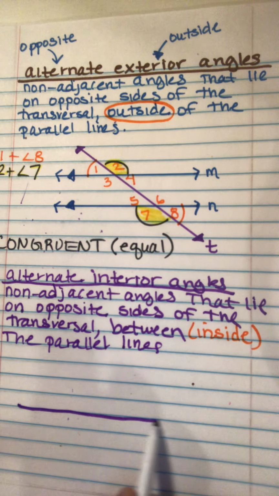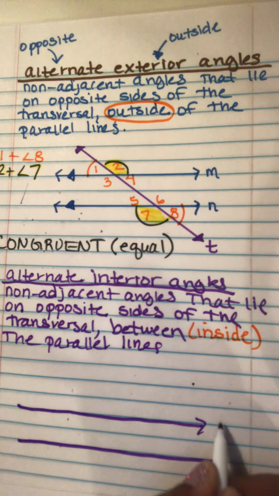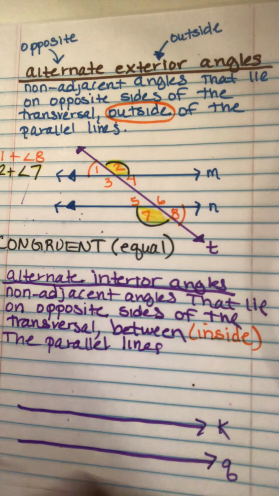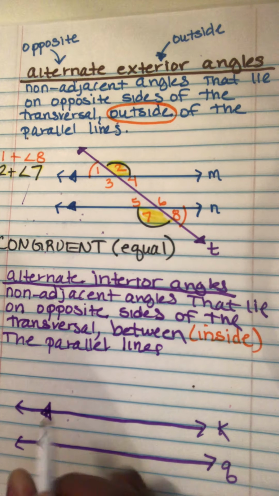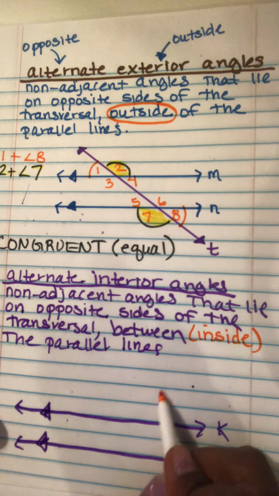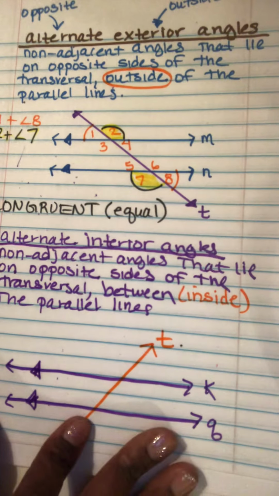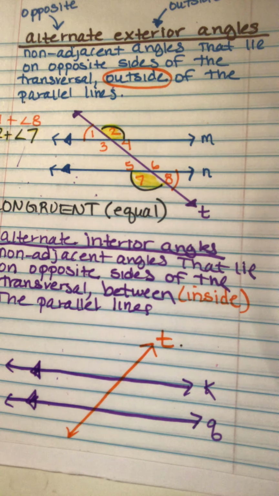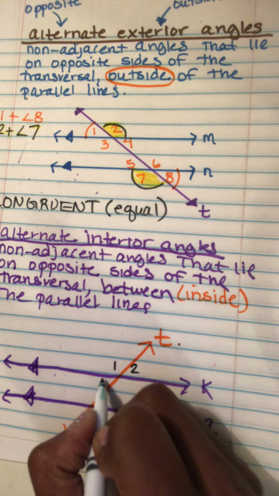So I'm going to draw two parallel lines. I'm going to call them K and Q. I'm going to draw the little triangles to symbolize that they're parallel, and I'm going to draw the transversal the opposite way. So it's transversal T. Can you see that? All right. Then I'm going to number the angles: this is angle 1, 2, 3, 4.